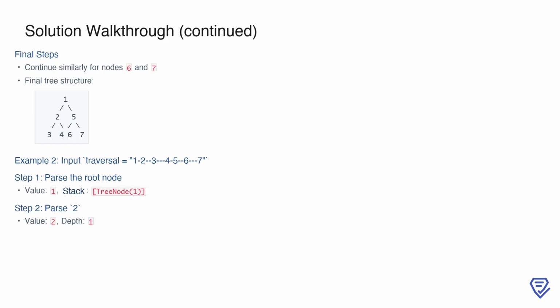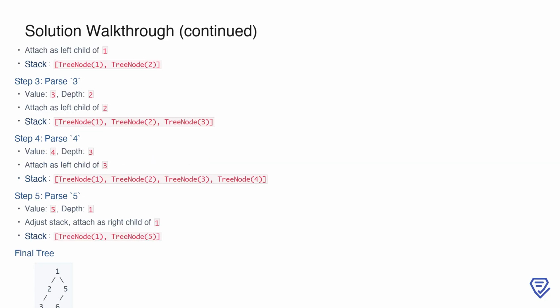Now, let's explore another example using the input 1 2 3 4 5 6 7. Here, we begin by parsing the root node. The value extracted is 1, and we initialize the stack with tree node 1. Moving to the next node, we parse the value 2 at a depth of 1. The node with value 2 is attached as the left child of tree node 1, and we push it onto the stack. Next, we parse the value 3 at a depth of 2.